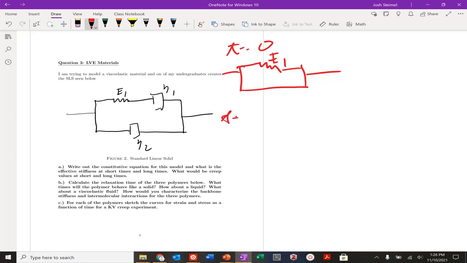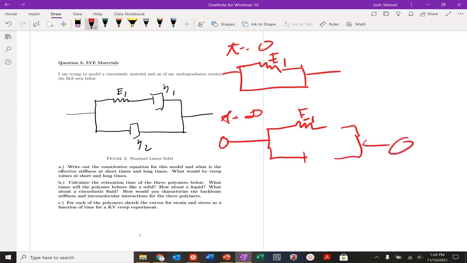If I do time equals infinity, they are basically disconnected, so our model would look as such. So I'd have this E1 completely disconnected from here, and then everything disconnected. Everything is essentially dead, so the effective stiffness here would be 0. E would be equal to 0. So that's how the model looks.